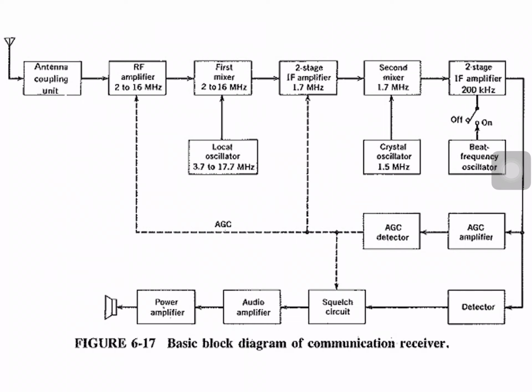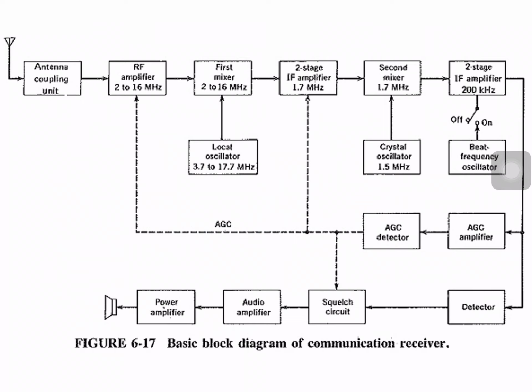Then it is fed to the first mixer, where the local oscillator generates 3.7 to 17.7 megahertz, and it is mixed in the first mixer. The output of the first mixer is sent to the first stage IF amplifier, which is tuned to 1.7 megahertz.